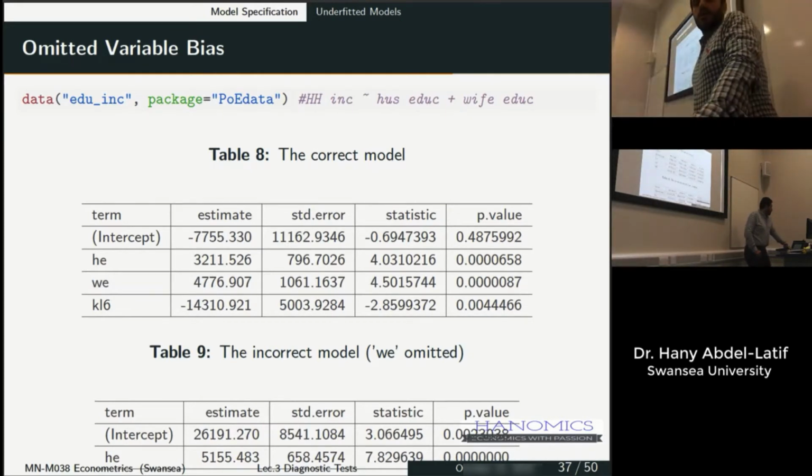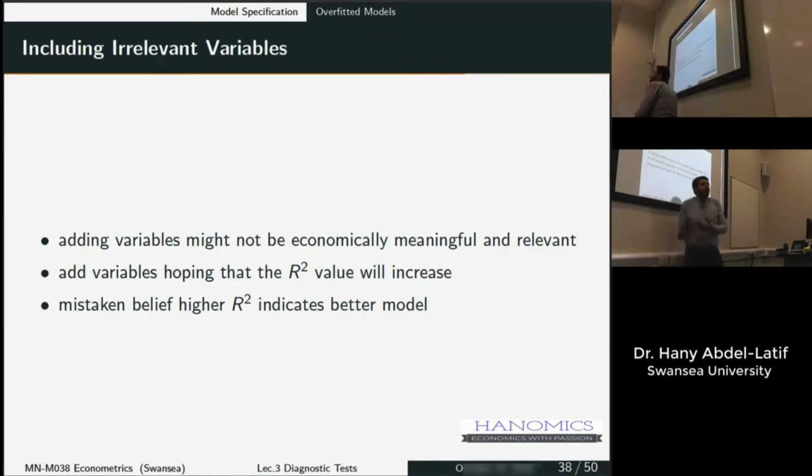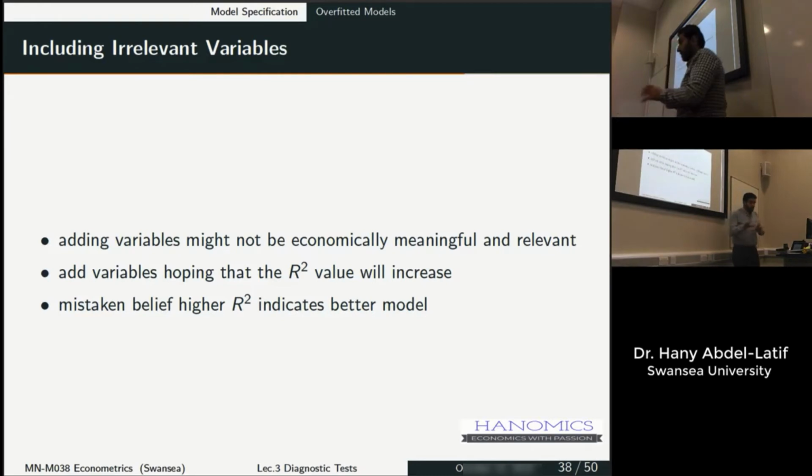So how about if it is the other way around? If we include variables that are not important? In the first case, you dropped variables that are important to the regression. You should include them. The estimators are biased as a result of that.